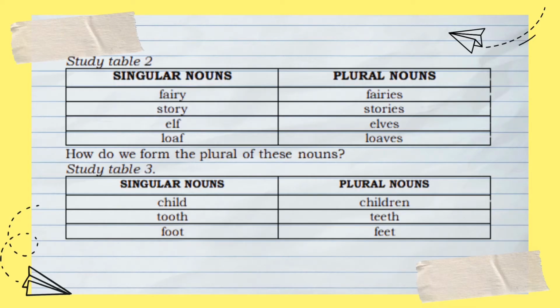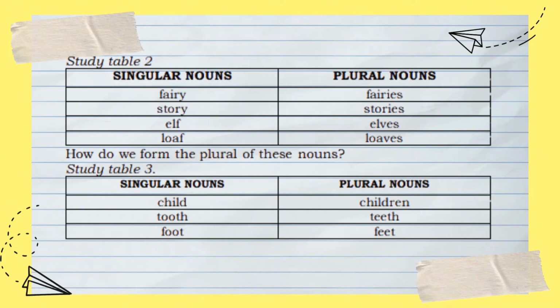So for this table 2, we have fairy, fairies, story, stories, elf, elves, loaf, and we have loaves. So how do we form the plural form of these nouns? For those words that end in Y, we change Y to I and then we add ES. For those words that end with letter F, we change F to V and then we add ES. So that is how we form the plural form of these nouns which end in Y and in F.